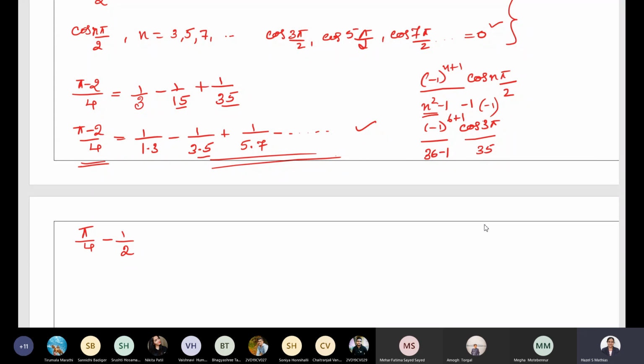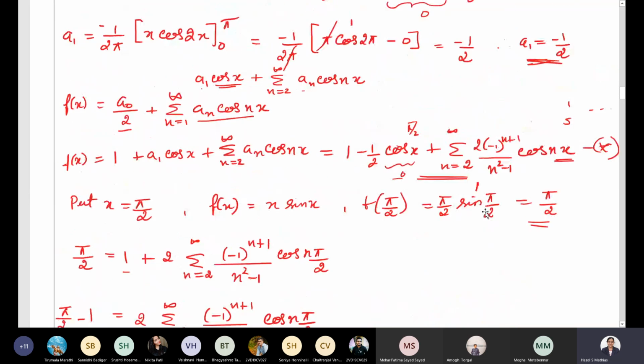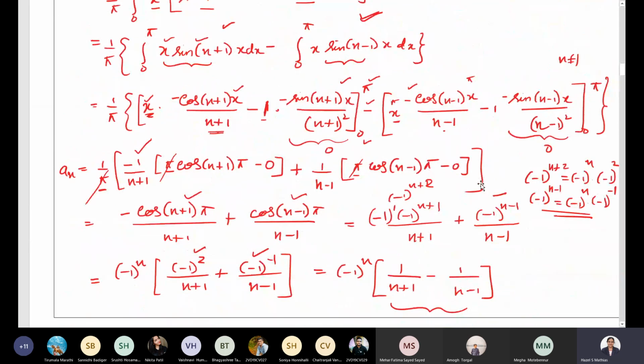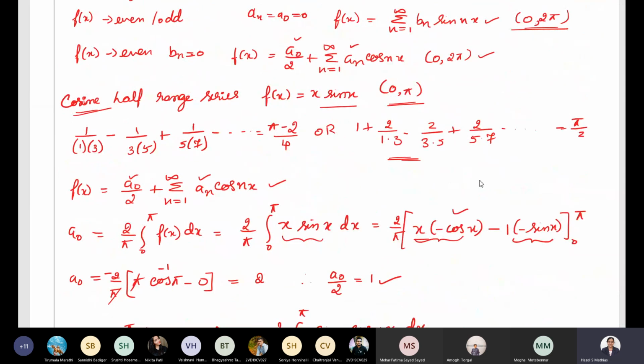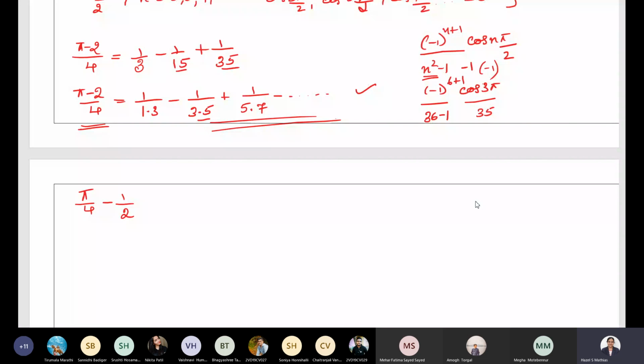Okay, you can also write like this, but what they have asked, you have to rearrange in this form. So in order to get to this form, what we do, we multiply by 2. First we will multiply by 2. So in order to get to that form, we multiply by 2 on both sides. So if you multiply by 2 on both sides, we get pi minus 2 by 2, that is equal to 2 into 1 by 3 minus 2 by 3 into 5 plus 2 by 5 into 7 minus etc.